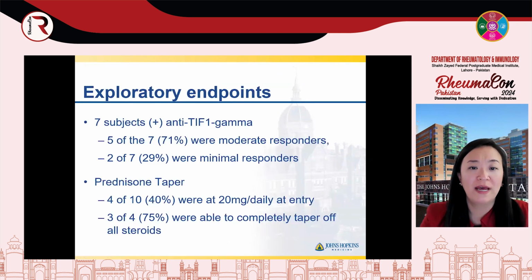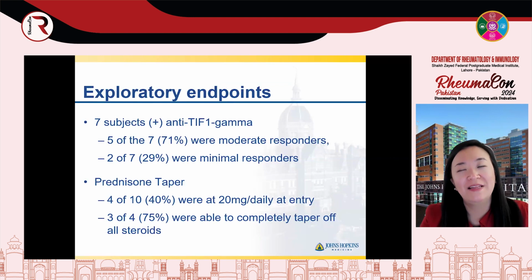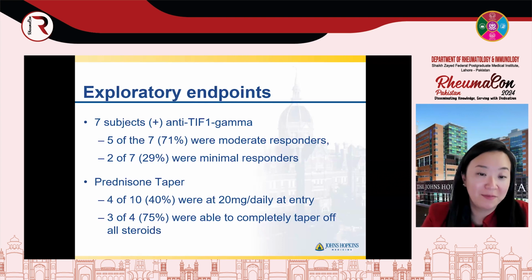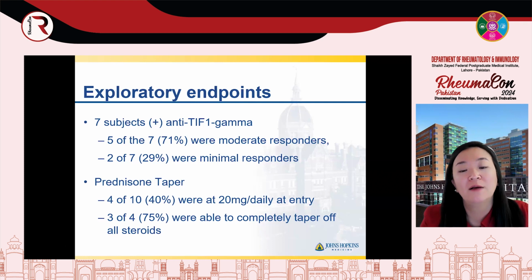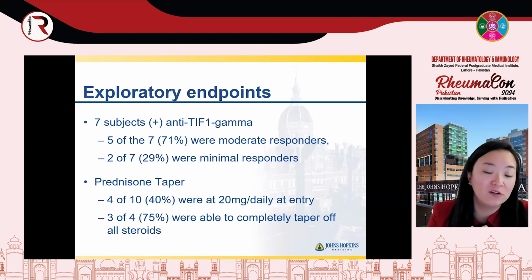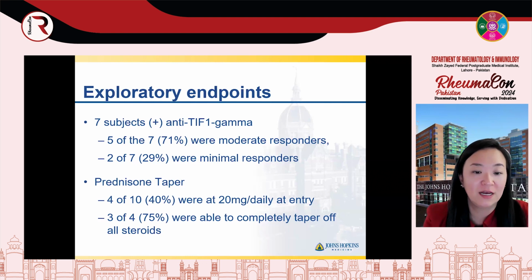Some of the exploratory endpoints, I think one question is, well, if you're blocking that pathway, and I talked a little bit about the autoantibodies, are the autoantibody titers decreasing with treatment because these patients actually improved? So we did look at the titers, but we did not see any significant downregulation or lowering of the autoantibody titer.